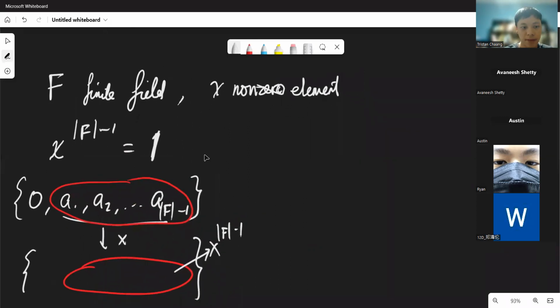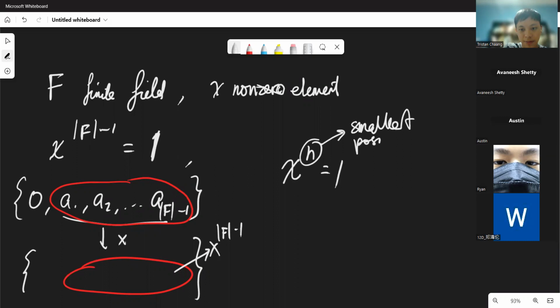Now, if x to the n equals 1, and n is the smallest positive integer that works, then we call n the order of x. The order of x. If you want to be very pedantic, then the order of x in this field F. But if it's clear, you can just say order of x.